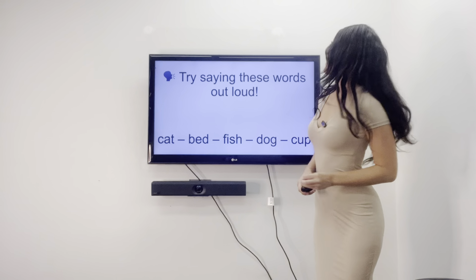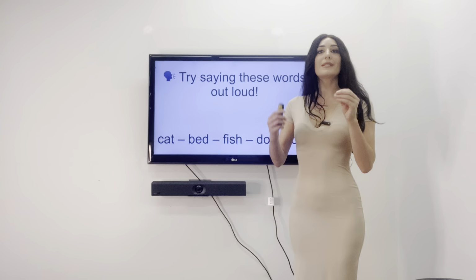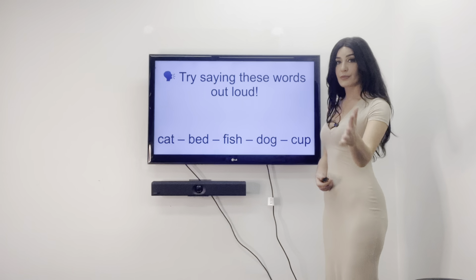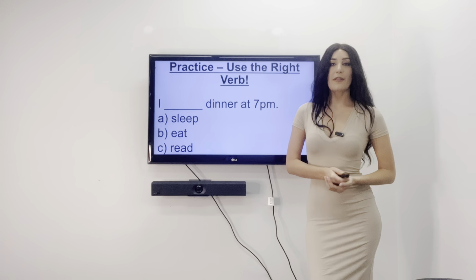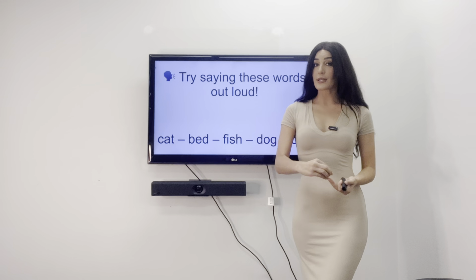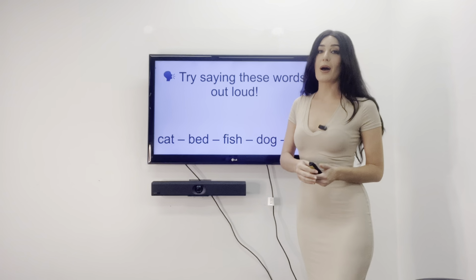Okay, let's try saying these basic words out loud. Each of these words has a vowel in there somewhere, okay? So let's have a go. Cat, bed, fish, dog, cup. Great. Well done, guys. I know that they're super basic words, but they will really help you in just recognizing how we're using and saying those vowels within these words, okay? You got to start from the bottom and work your way up.